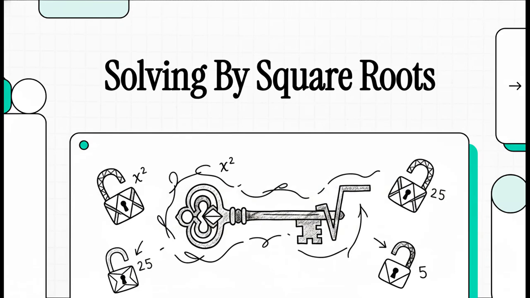If you're an 8th grade student looking to totally conquer algebra, well, you're in exactly the right place. Today, we're talking about a concept that acts kind of like a master key. We're going to look at unlocking solutions by solving quadratic equations using square roots.